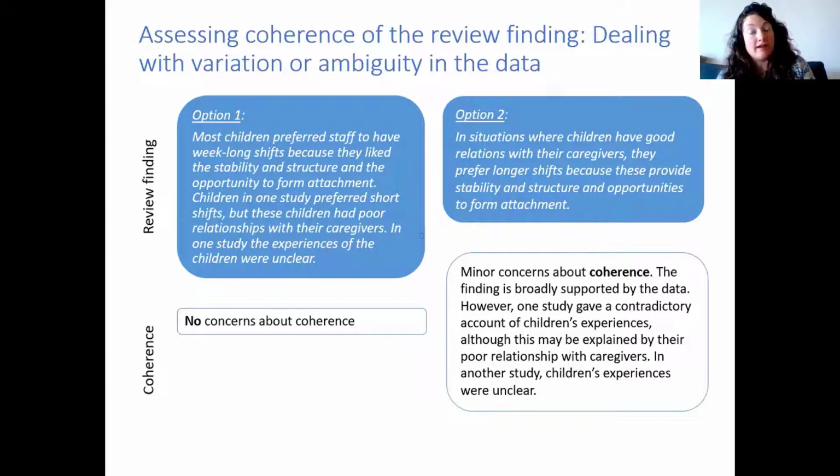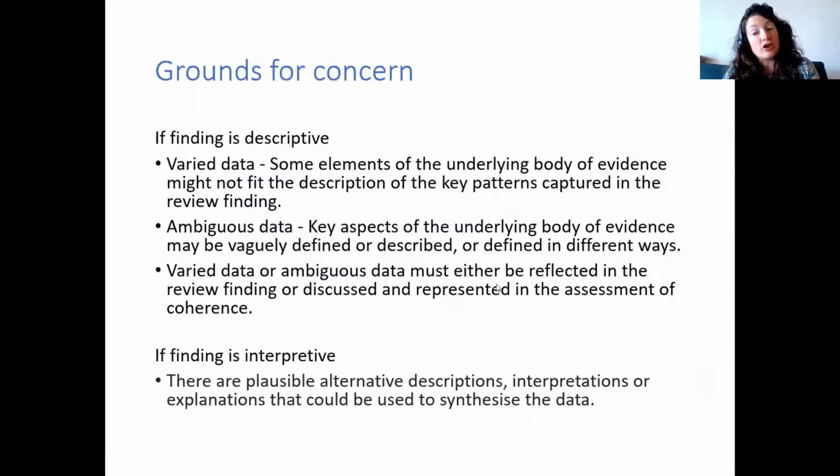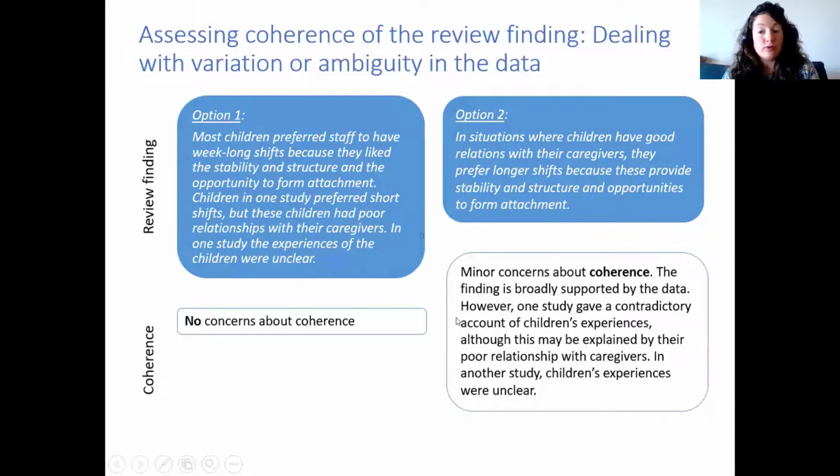We might write the finding as in option two. So in situations where children have good relations with their caregivers, they prefer longer shifts because these provide stability and structure and opportunities to form attachment. So in this case, we might reflect that we have minor concerns about coherence because yes, the finding is broadly supported by the data, but there's a study that gave contradictory information, a contradictory view or account of children's experiences.